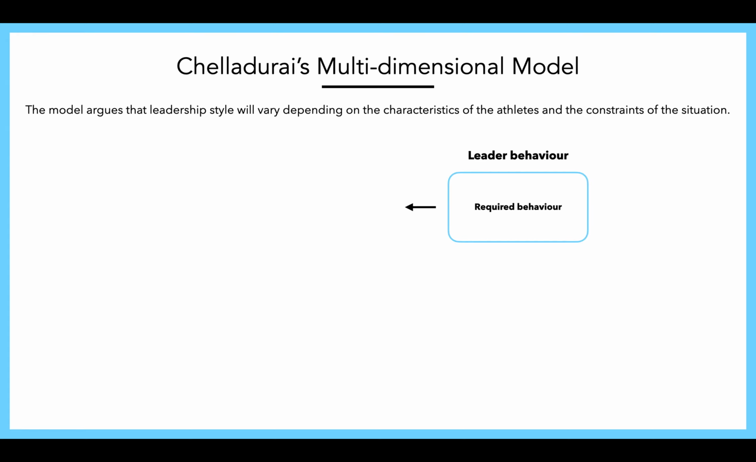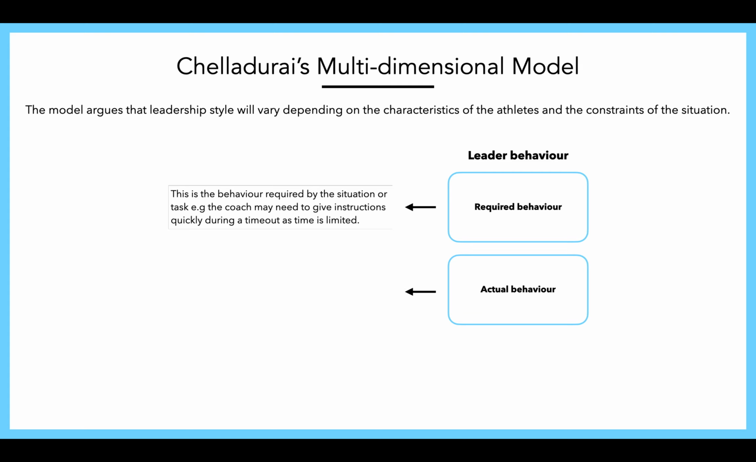Let's take a look at the leader's behavior, that middle part of the model, so the required behavior. So this is the behavior required by the situation or the task. So e.g., the coach may need to give instructions quickly during a timeout as the time is limited. So the situational characteristics there is being determined. We don't have much time, so that's what is required.